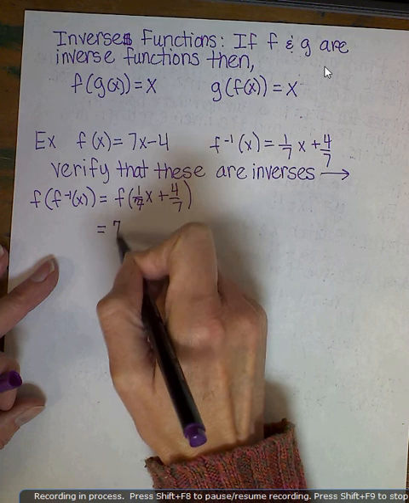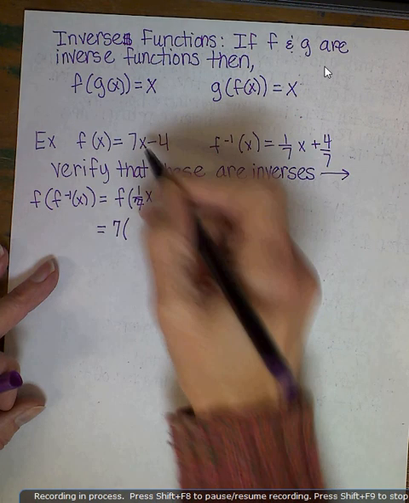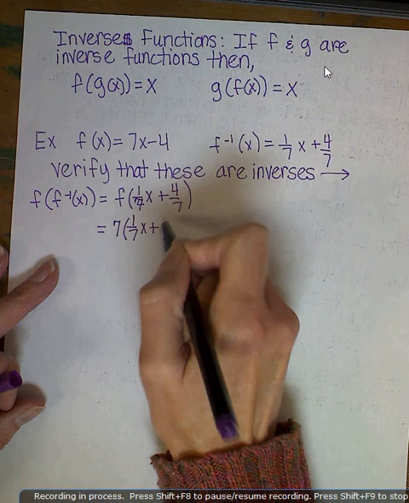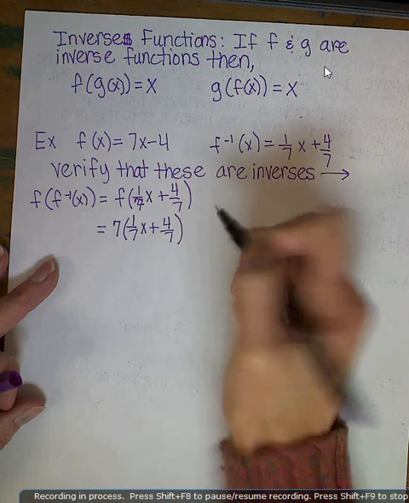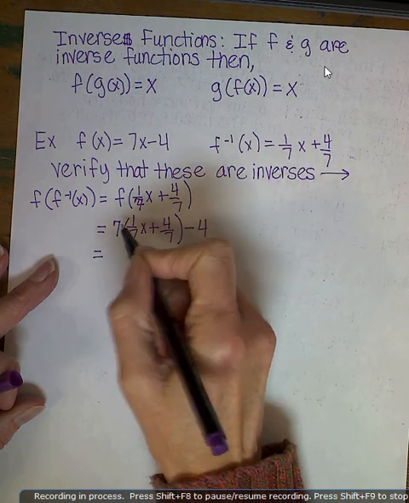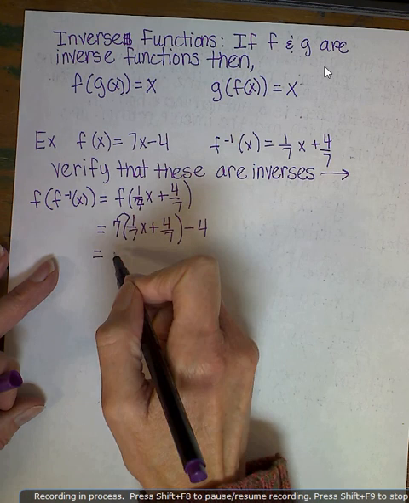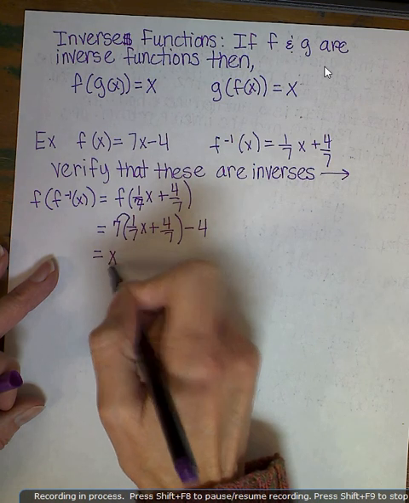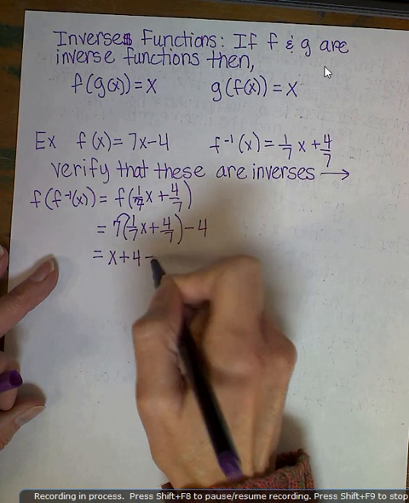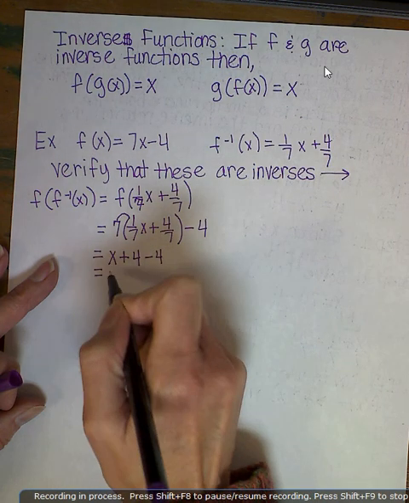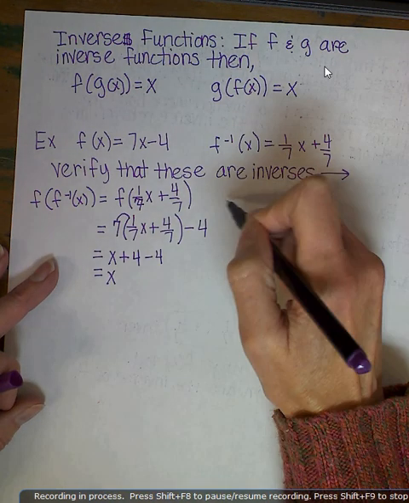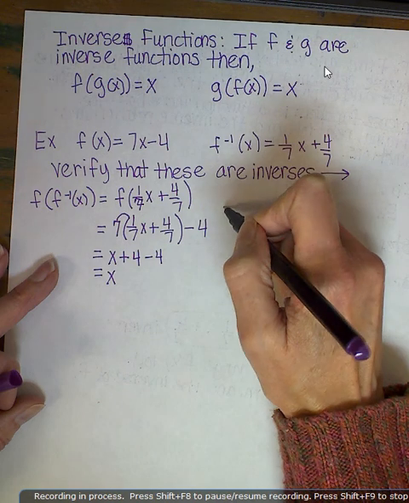So I'd have my 7, and then instead of the x here, I need to put this in. Remember how we did our composite functions yesterday? And then I still need to subtract the 4 at the end. When I multiply through by the 7, 7 times 1/7 is just x. 7 times 4/7 is 4, and then I need to still subtract out the 4, so I just have x left. You don't have to do it both directions, but I'm going to show you both directions.